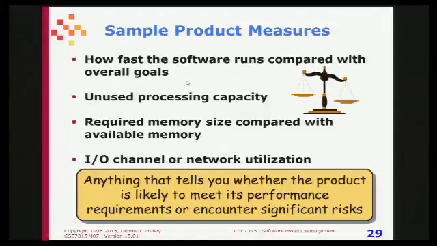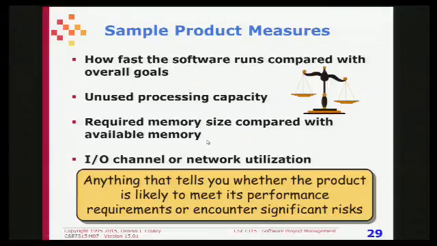Another thing that ties directly to those product risks is measures. How are we going to measure whether we have a risk? What are we going to look for? Well, how fast the software runs. As you start writing the code, you start testing how fast it is. Unused processing capacity. Required memory size compared with how much memory is available.